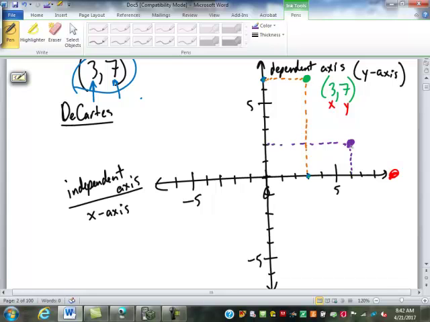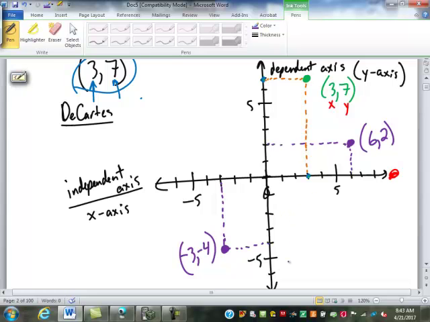So, who can tell me what's the coordinate? What is the ordered pair for that point right there? 6, 2. Very good. How about that one? Yes, -3, -4. Good.